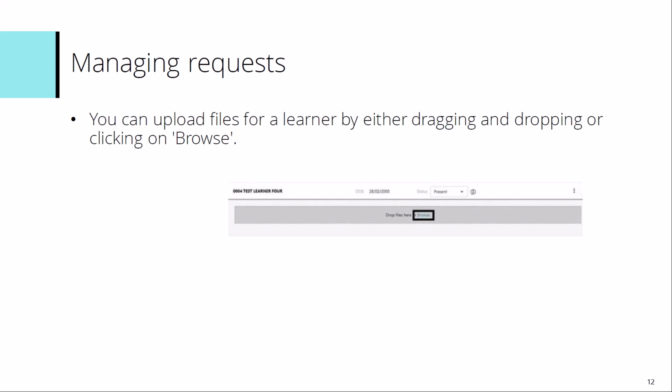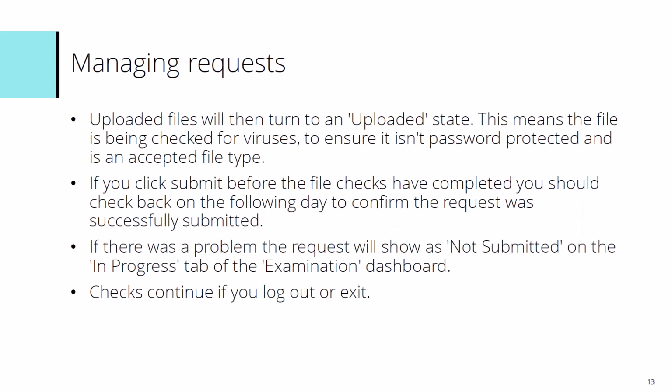You can upload files for a learner by either dragging and dropping, or by clicking the Browse function. That will open up a new window where you can navigate to the files where they're saved on your computer, and you can select either individual files or multiple files to upload. When a file is uploaded, it will turn to an uploaded state. That means the file is being checked for viruses, to ensure that it's not password protected, and to make sure it's an accepted file type.